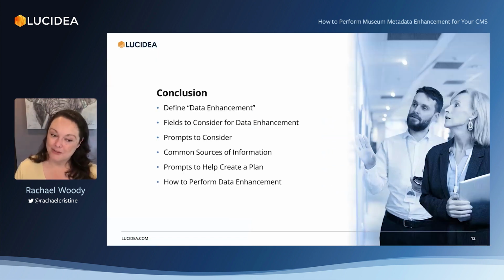So we covered quite a bit for data enhancement. We started with the common definition we were using for what data enhancement means to us. We reviewed the fields to consider for data enhancement. Some of those were enhancement on existing required fields, whereas others were an enhancement by including that field. We went through prompts to consider to help you think through where it makes sense to do data enhancement work in your collection. We then talked about common sources of information. Some of those are obvious that we usually check anyway throughout the course of capturing object information, and others were perhaps not as familiar to you.